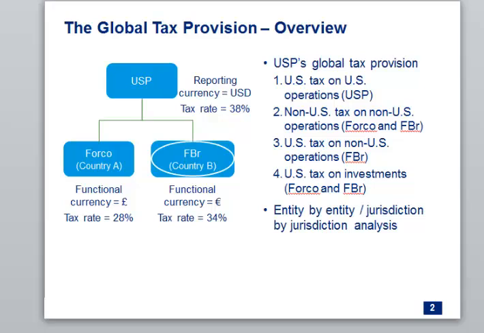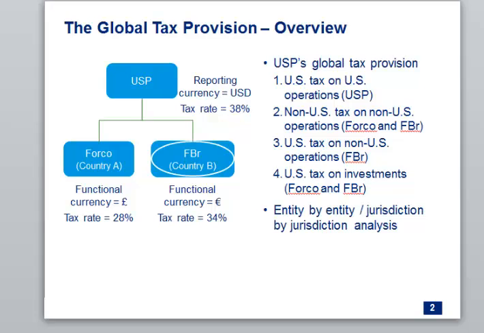And then the last thing is item number 4, U.S. tax on investments. Okay? So that's a little bit cryptic, but what that means is if USP owns Forco, and Forco's making money, something someday is going to happen. Either you're going to sell Forco at a gain, Forco's going to pay dividends, Forco will run out of business when it's got a pot of gold and it's got a lot of money.